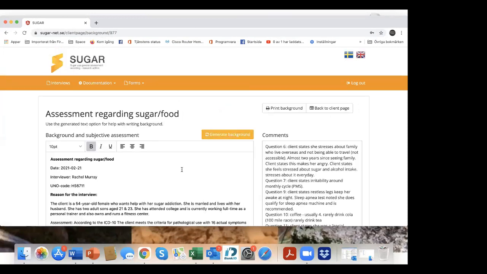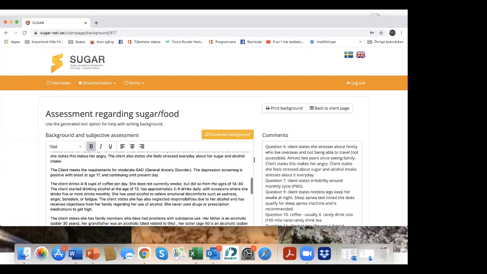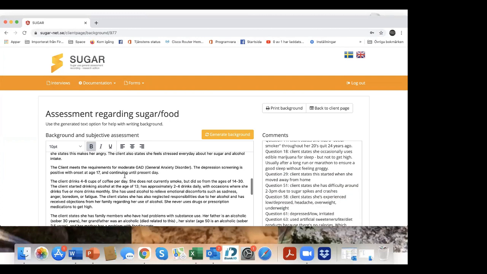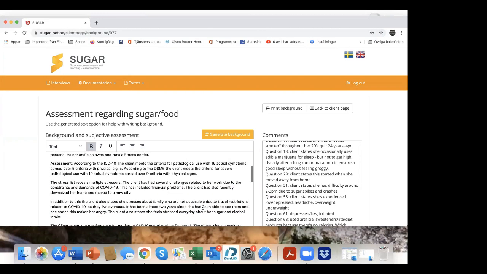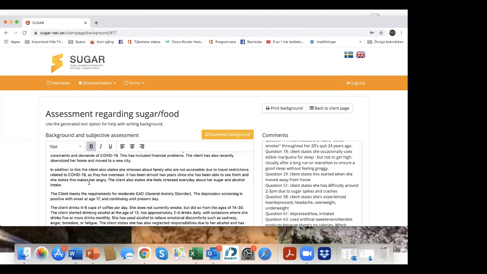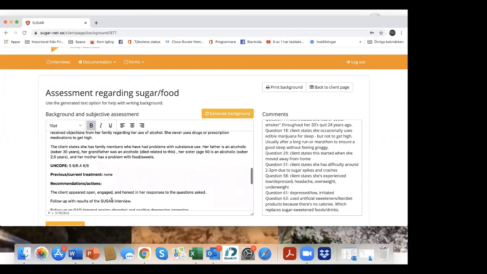Then we go to the background and, when we click generate background, as you know, Cindy, all the information through the whole questionnaire comes up here. And from that and the comments you made in the little bubbles, you can start writing your summary. Why did the client come to you? The reason for the interview. What did the assessment say? And the stress list, what did all that say? So you summarize everything here and write a statement to your client.